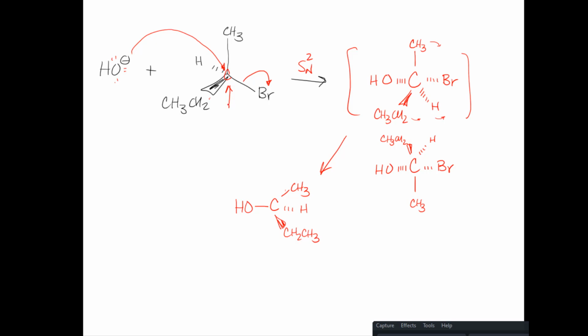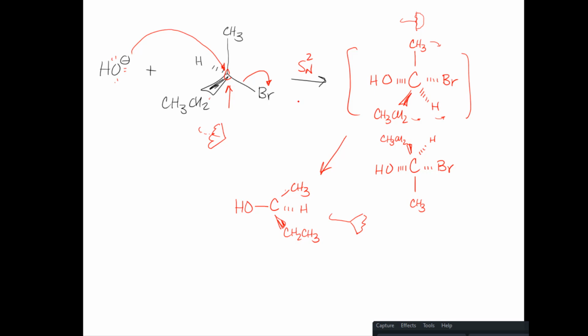So for instance, up here, if I thought about my umbrella sort of looking like this with my invisible handle there, then as the hydroxide comes in and attacks, my umbrella is now sort of flat like that. And then down here, my umbrella has now blown inside out. So that's the inversion of configuration.